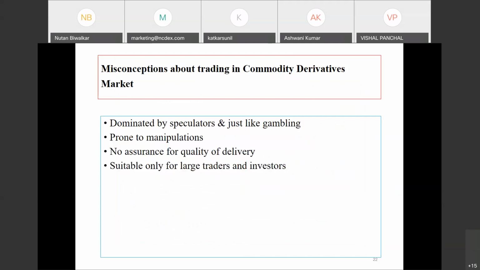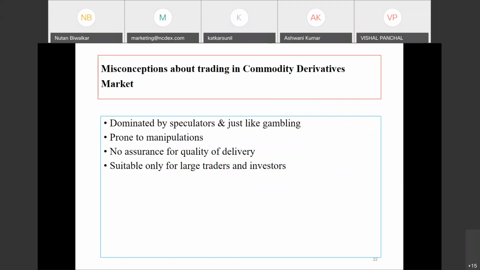The misconception about futures trading is that it is dominated by speculators, which is not correct, or that it is just gambling. That is not correct, because in gambling you are creating the risk, but in futures trading the speculator is not creating the risk. The speculator takes the risk which is existing in the market. So this is far from satisfactory.